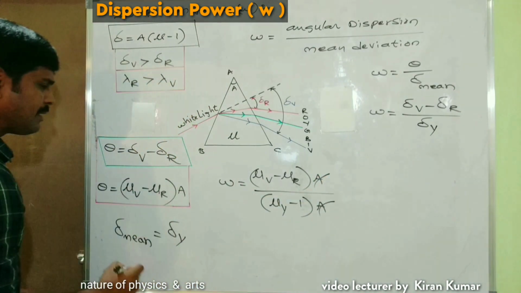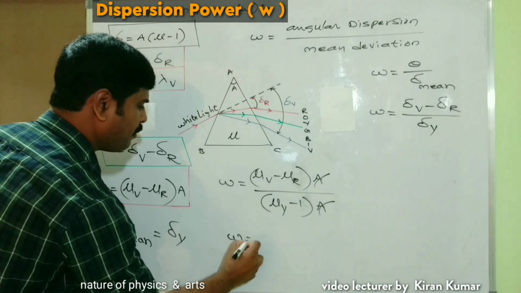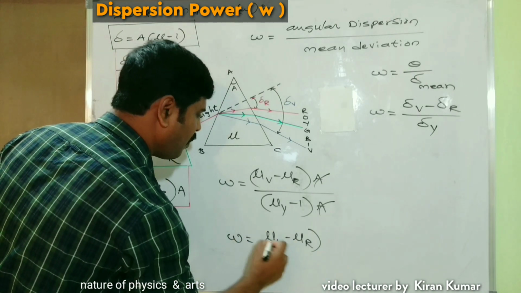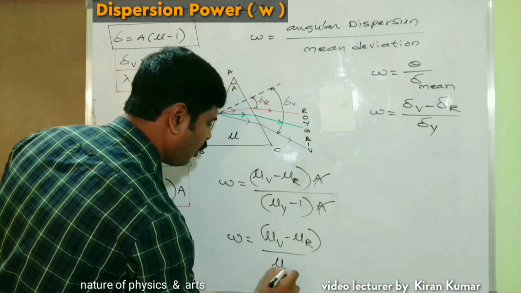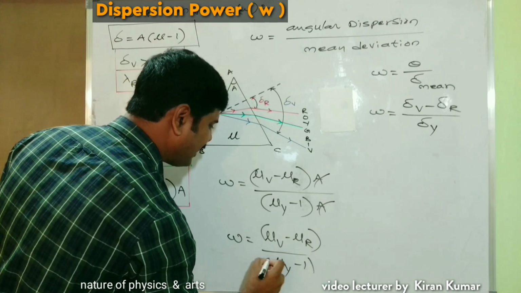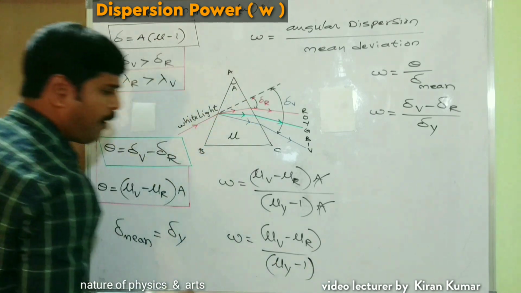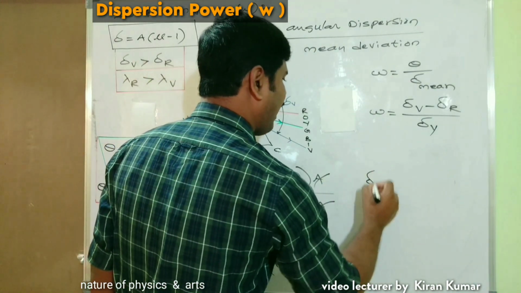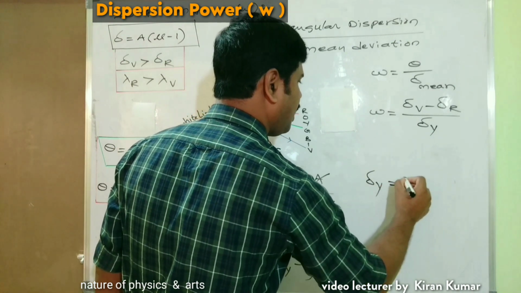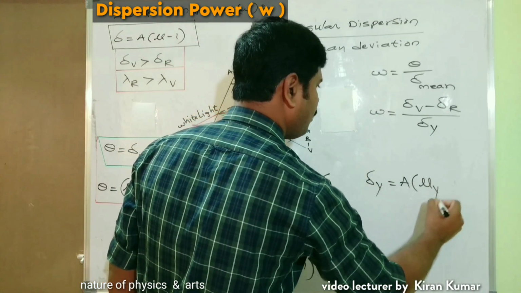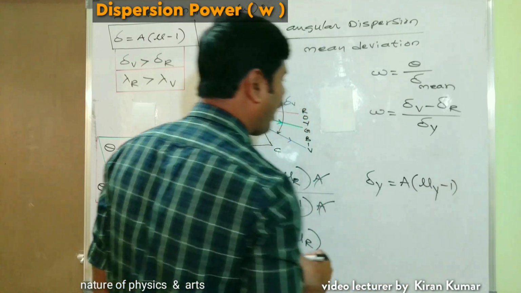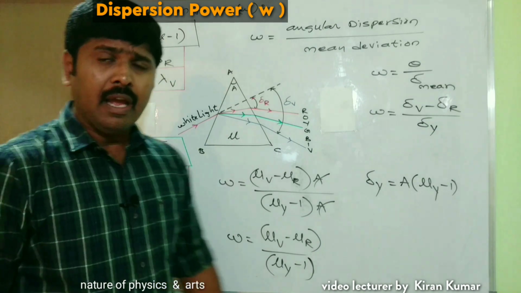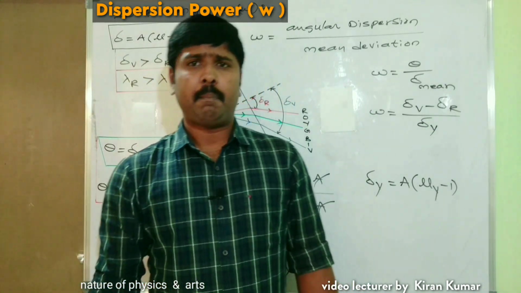Here A gets cancelled, and omega is equal to mu v minus mu r divided by mu yellow minus 1. Here we can write the deviation angle of yellow color, which is equal to A into mu y minus 1. These are the relations for the dispersion power.